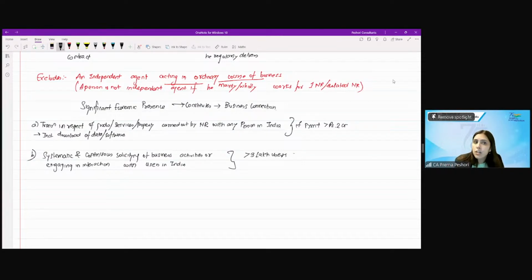Now, what does the second clause mean? See, many of the businesses, for example, like WhatsApp, these digital platforms, Instagram, Facebook, they generate the income by interacting with the users. So if they interact with more than 3 lakh users, if they have more than 3 lakh users on their platform, they will constitute the significant economic presence in India, and by that way they will have business connection in India.